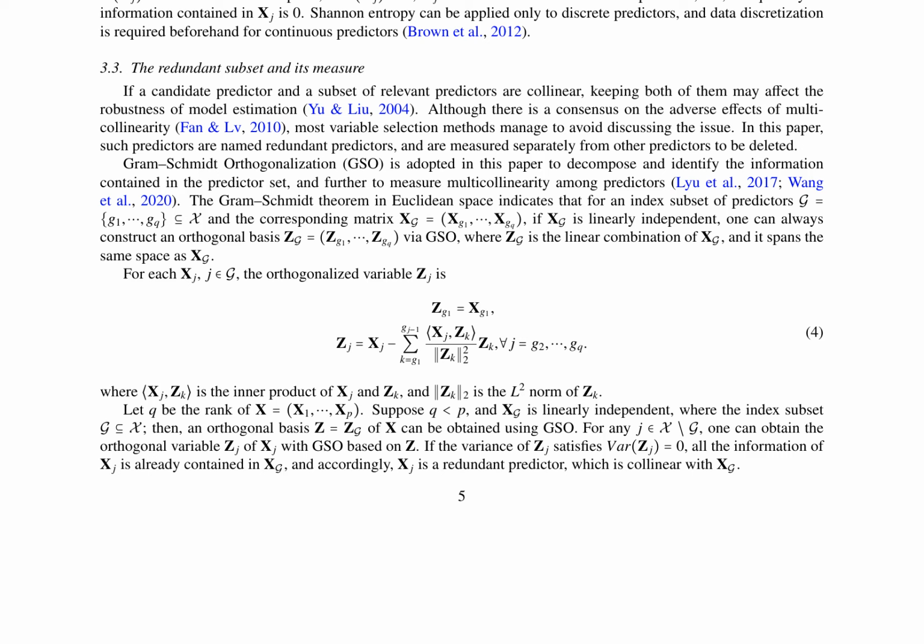Redundant predictors are identified using Gram-Schmidt orthogonalization, which decomposes the predictor set and measures multicollinearity among predictors. If the variance of an orthogonal variable zj equals 0, it indicates that all the information of xj is already contained in xg, making xj a redundant predictor. By first removing uninformative and redundant predictors, the CODEC approach aims to improve the efficiency of variable selection, which can significantly enhance the performance of machine learning models.